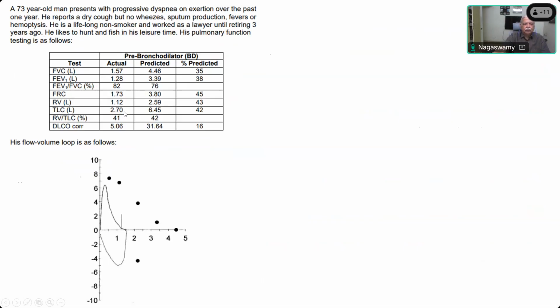Very easy to diagnose. What is the answer? Taking so much time. Are you all there? Mixed only, sir. Why mixed? Restrictive. Both FEV1 and TLC are low. See, the ratio FEV1 to FVC is normal. These three are reduced, and TLC is also reduced. It's only 2.7. Predicted is 6.45. Restrictive, classical restrictive pattern.